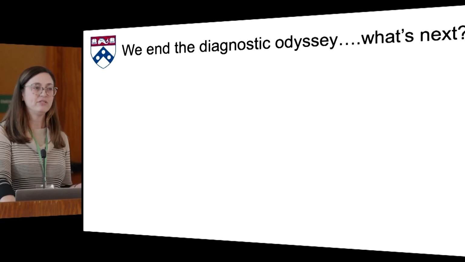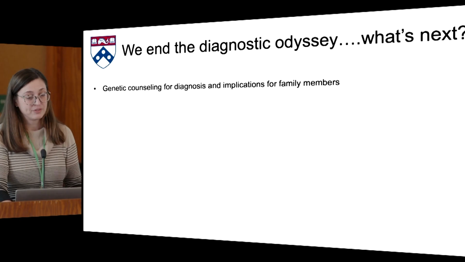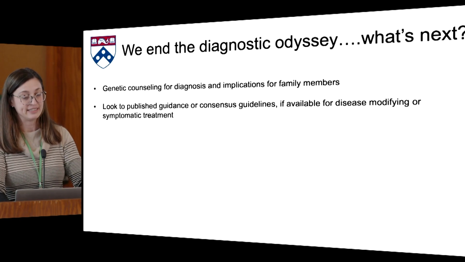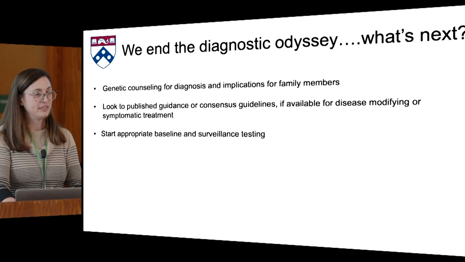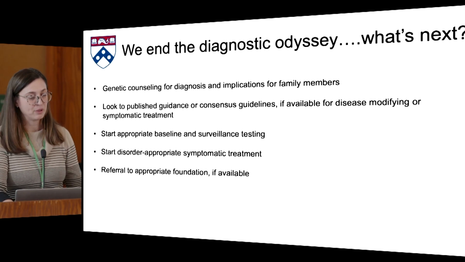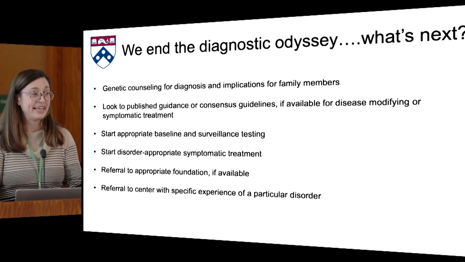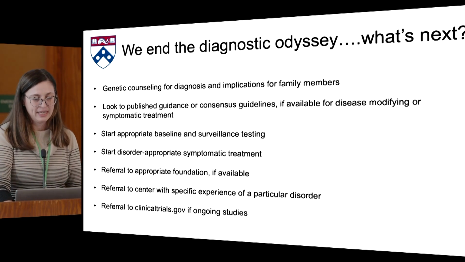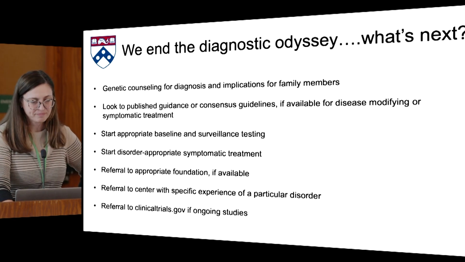All right, so in general, when we make a diagnosis, what do you do next? So we do genetic counseling for the diagnosis and the implications for family members. We look to published guidance and consensus guidelines, if they're available, for disease-modifying or symptomatic treatment. We start appropriate baseline and surveillance testing. We start disorder-appropriate symptomatic treatment. We refer to the appropriate foundations if they're available, and we send them to a center with expertise, because I can't at this point claim I'm an expert on any of these things, as I'm learning and finding them as I go. And then we look at clinicaltrials.gov to see if there are any trials ongoing and reach out to the people that are running them.